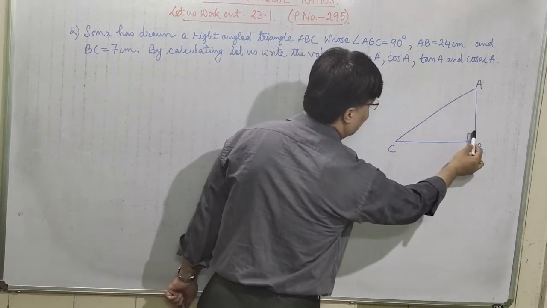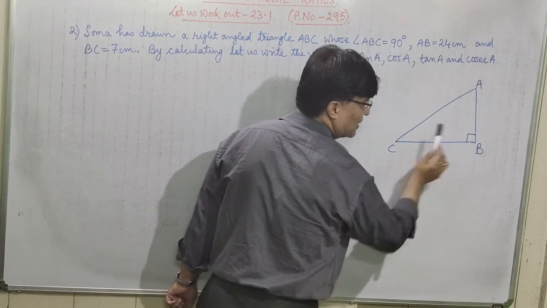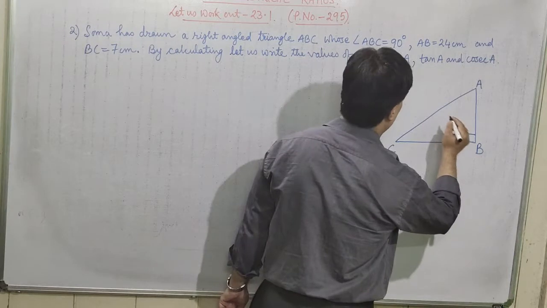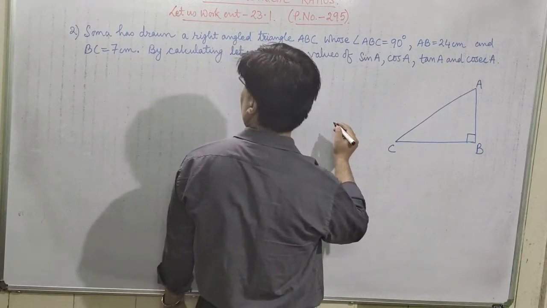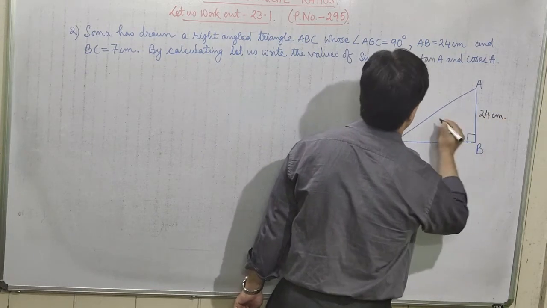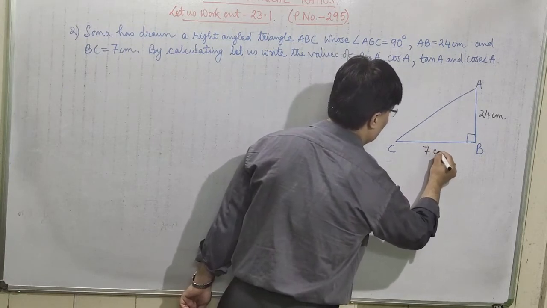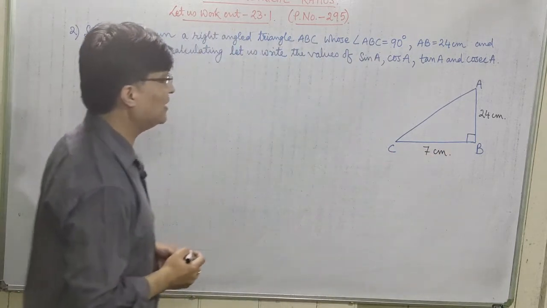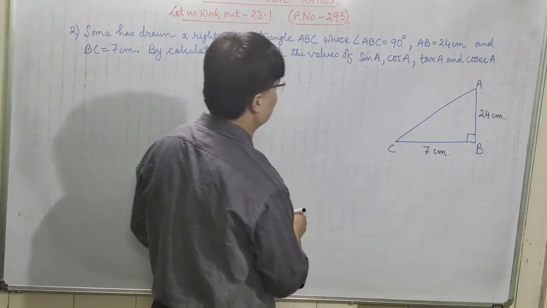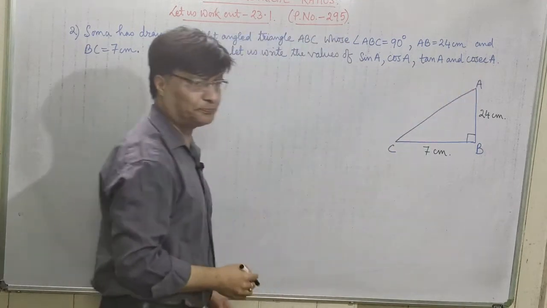That is, this angle B, angle ABC, is equal to 90 degrees, right? And AB is equal to 24 centimeter. What is AB here? Here AB is equal to 24 centimeter, and BC is 7 centimeter. Here this BC is 7 centimeter. Okay. So now you have to calculate sine A, cos A, tan A and cosec A.